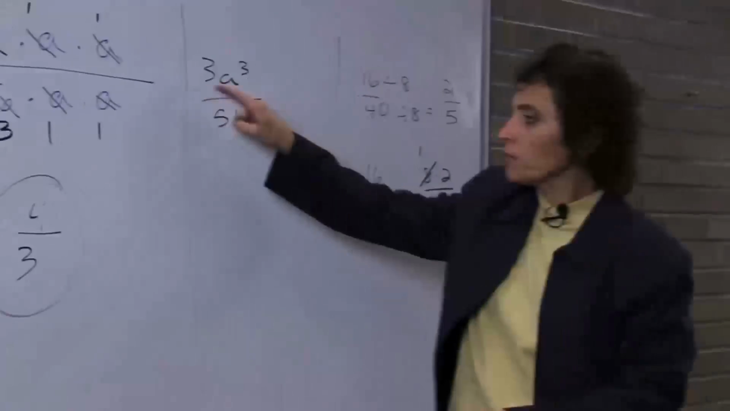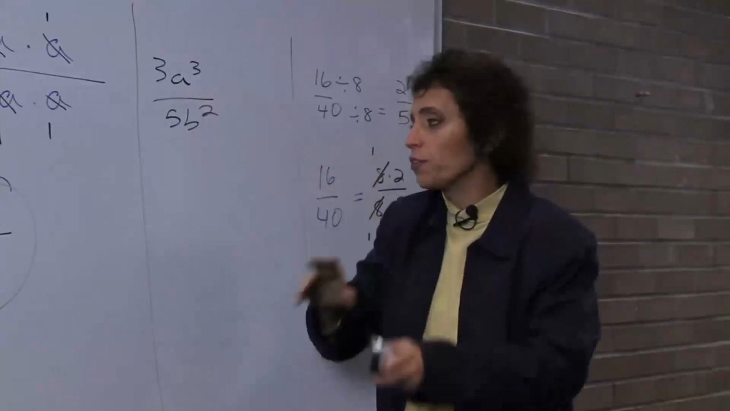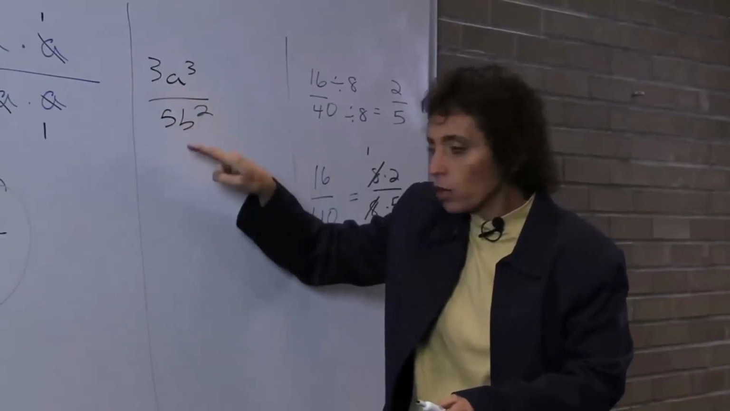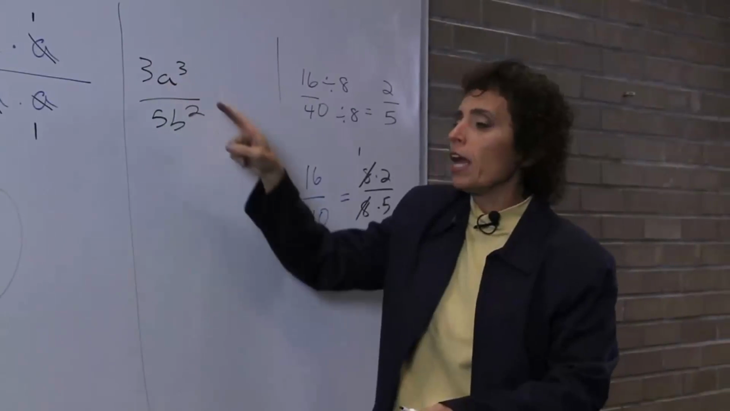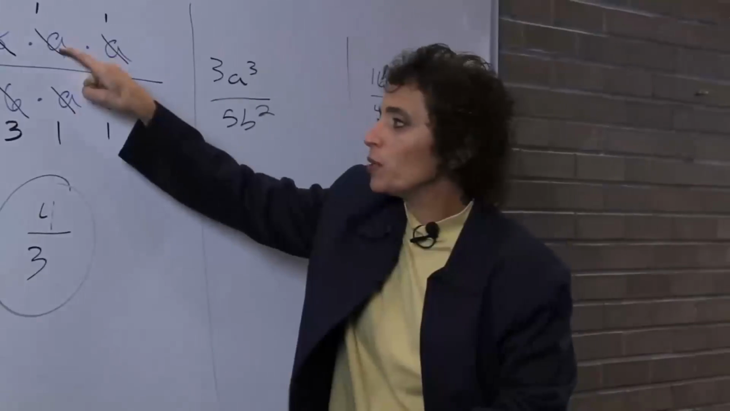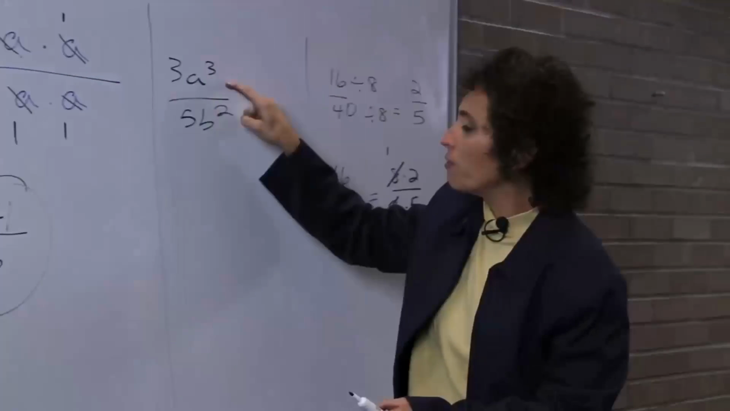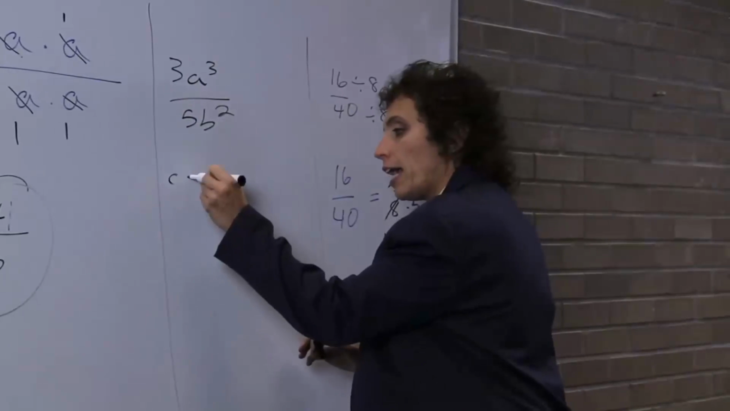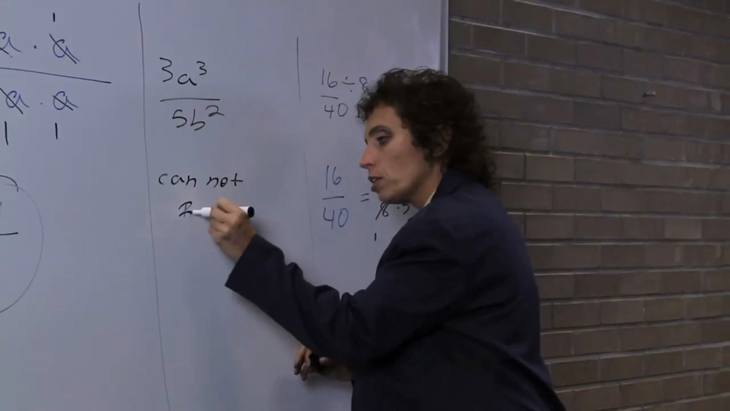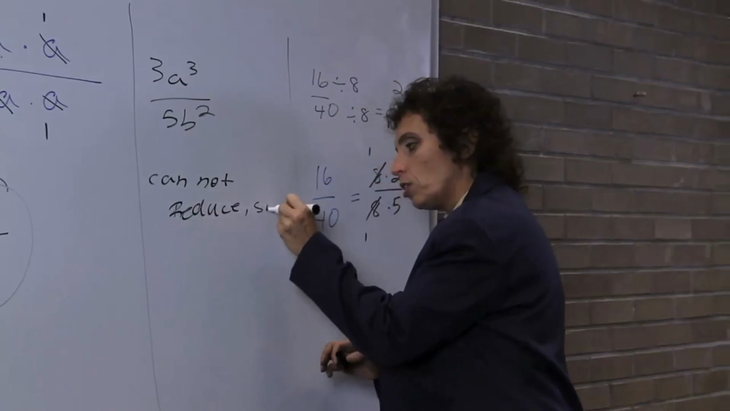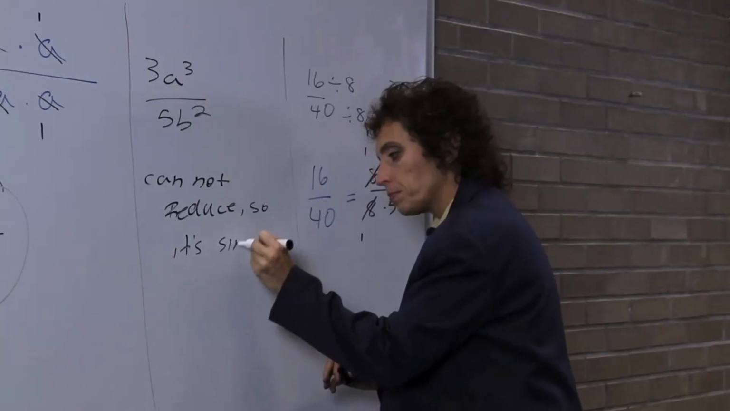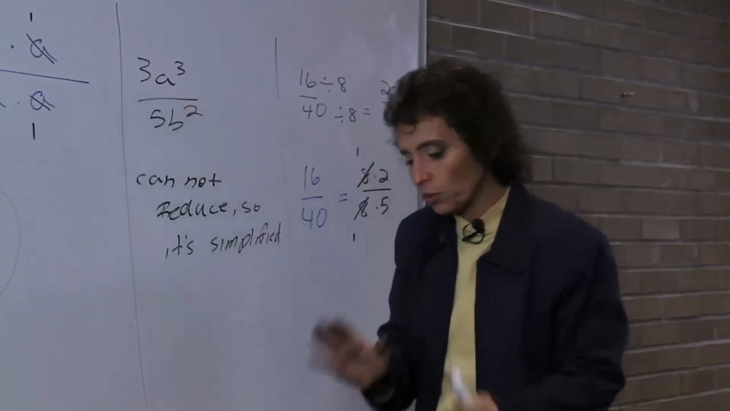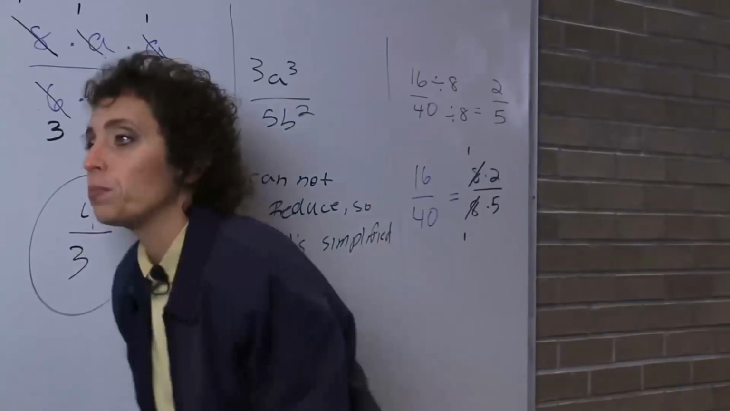All right, take a look at this one. Well, first let's look at the numbers. I could write this out just like I wrote the last one out, but I want to show you something first. There's no number that goes into both 3 and 5, so I can't reduce the numbers. And notice, the only reason these reduce is because they're exactly the same letter. These are different letters, so I cannot reduce them. So I'm done. Cannot reduce. So it's simplified. Or for short, you can say no can do. Because you cannot do this problem. Cannot simplify. It is simplified.